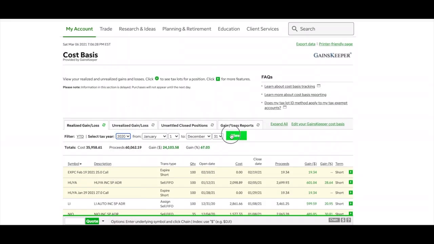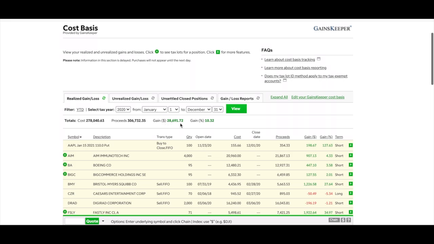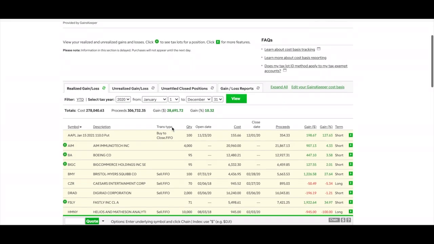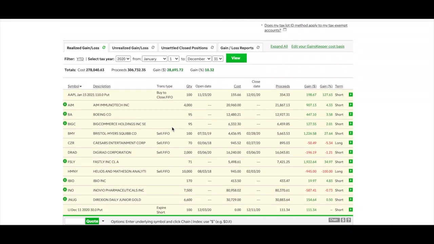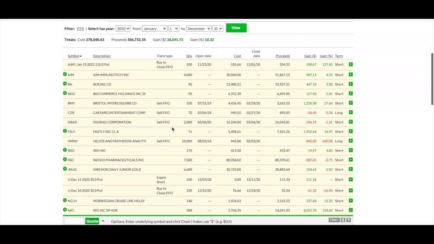And then let's take a look at last year. Last year, 2020, I made $28,000. So it was last year when I discovered selling options. It changed everything. And let's see my losses here.